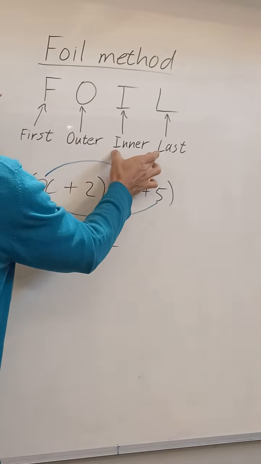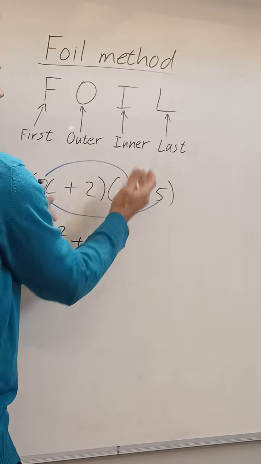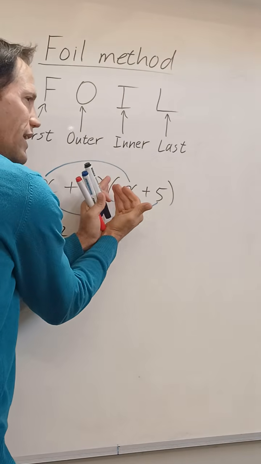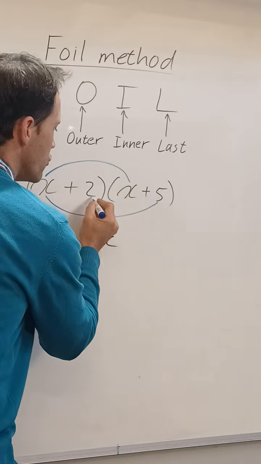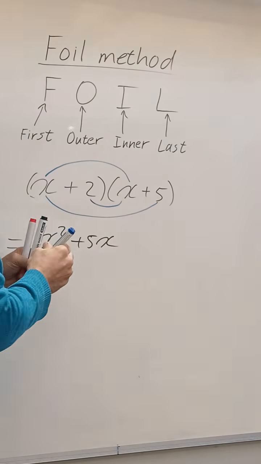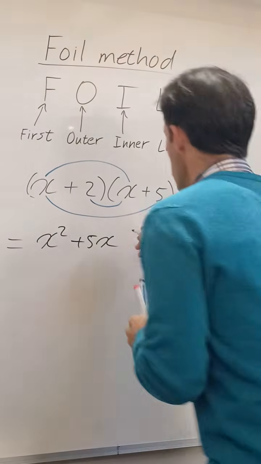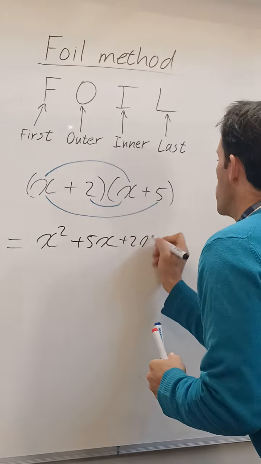Then we go to the inner. I is for inner. The inner ones are the ones on the inside. It's the 2 and the x. So then you multiply the 2 with the x. And then 2 times x gives you 2x, plus 2x.